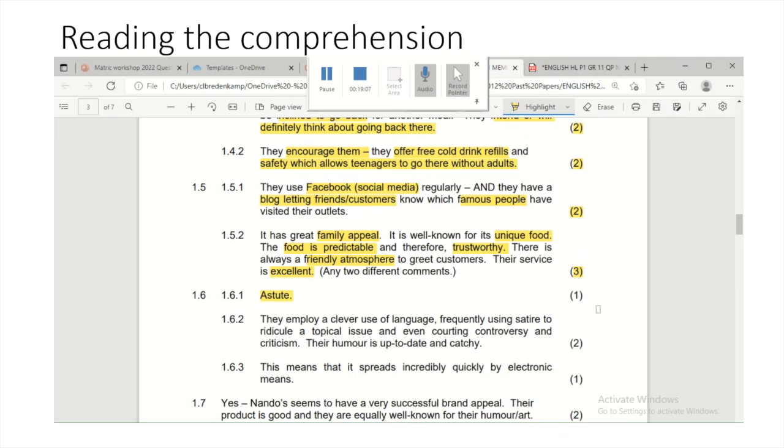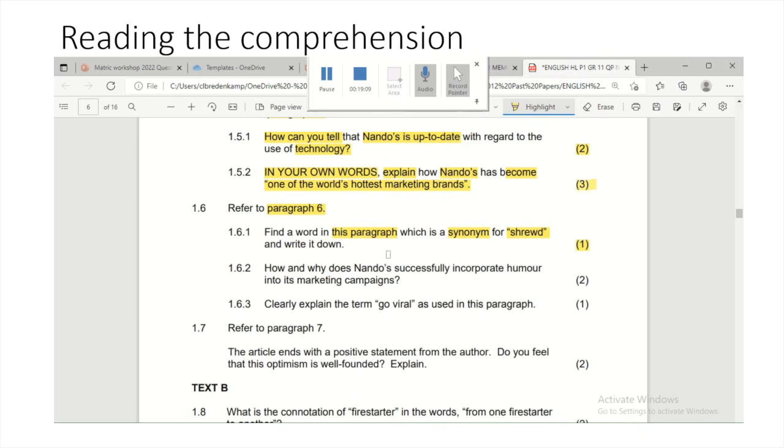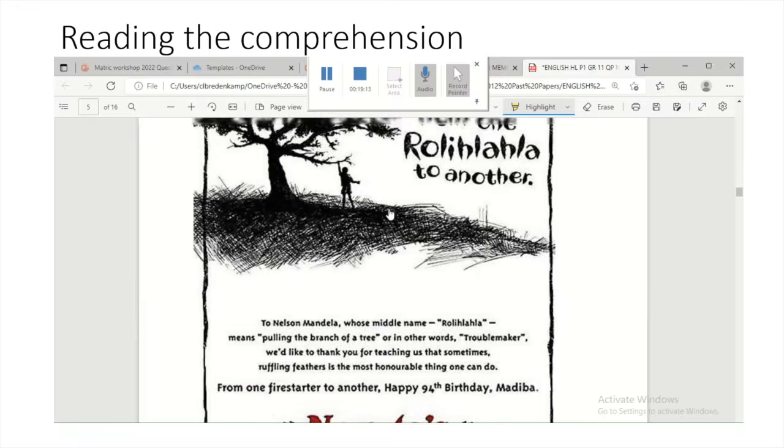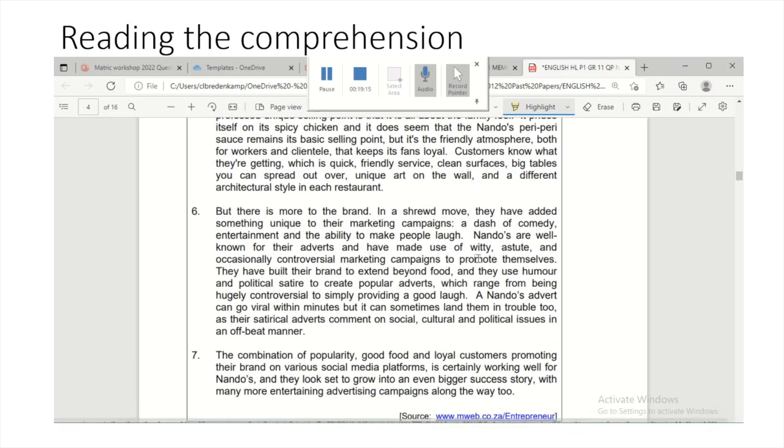If you were unsure about that, let's have a look at the word in context of this particular paragraph. Let's go all the way up to paragraph 6, and particularly over here, Nando's are, so in a shrewd move, they have added something unique to their marketing campaigns, a dash of comedy. So shrewd can be replaced over here with the word astute, okay, meaning the same thing, being synonymous.